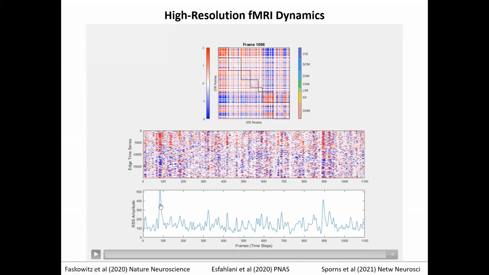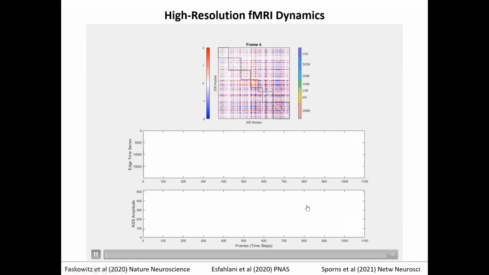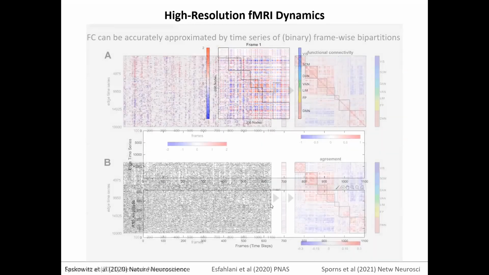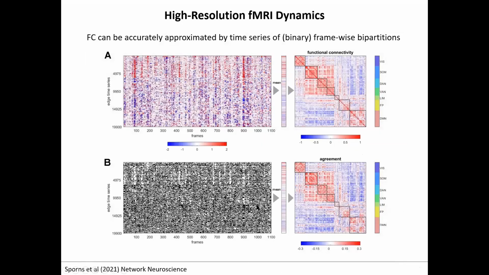We were drawn, of course, to these high co-fluctuation moments in time. What's causing that? What's driving this, and what is happening here? And the answer to that will be given by a computational model that I'm going to come to.